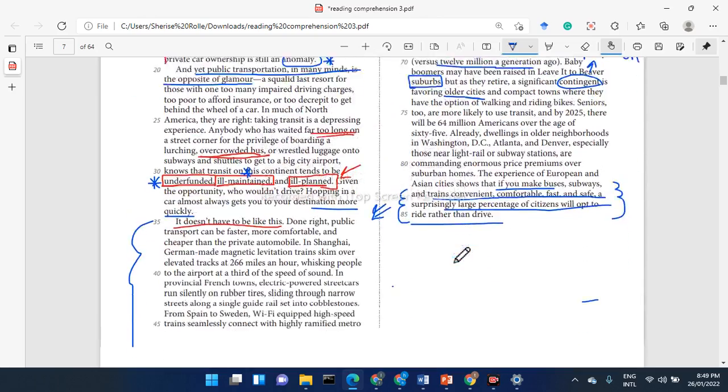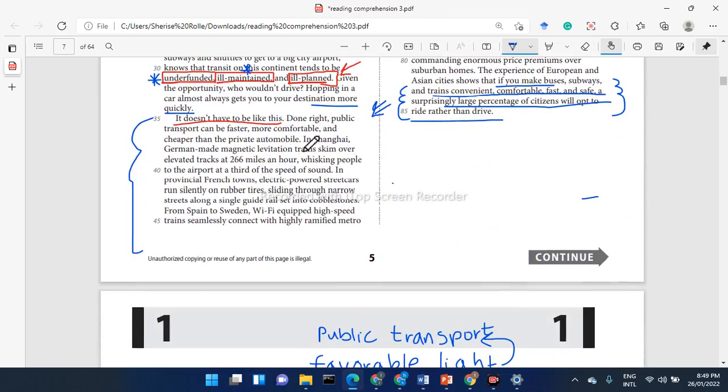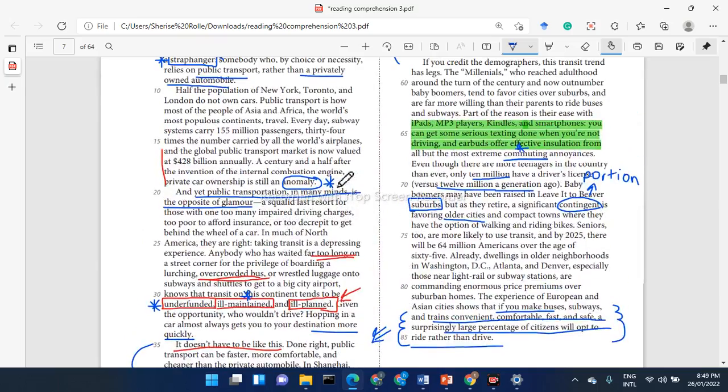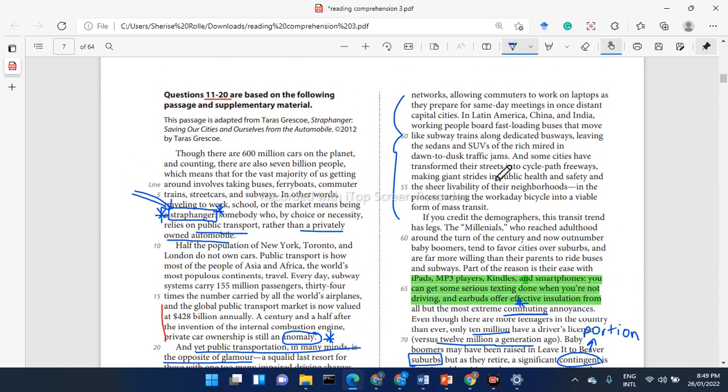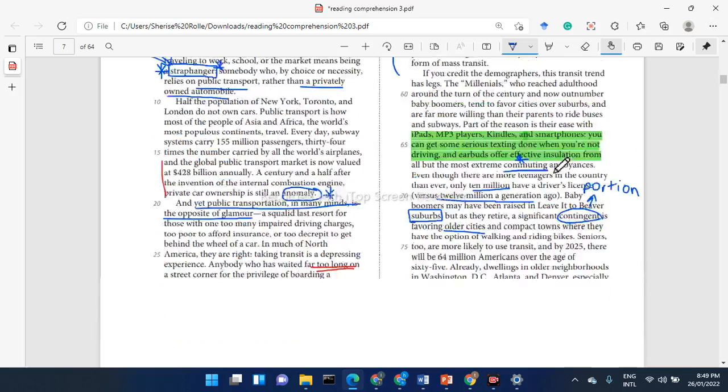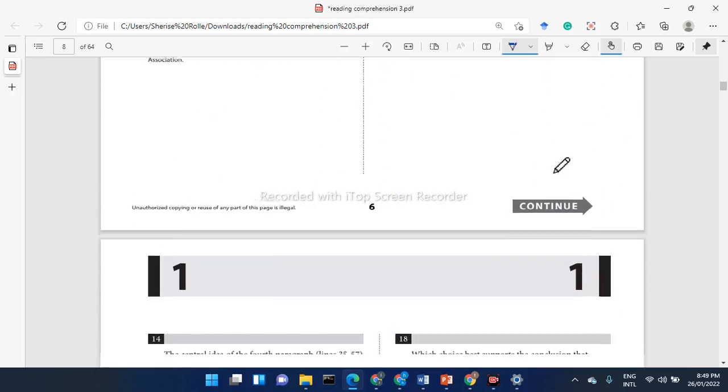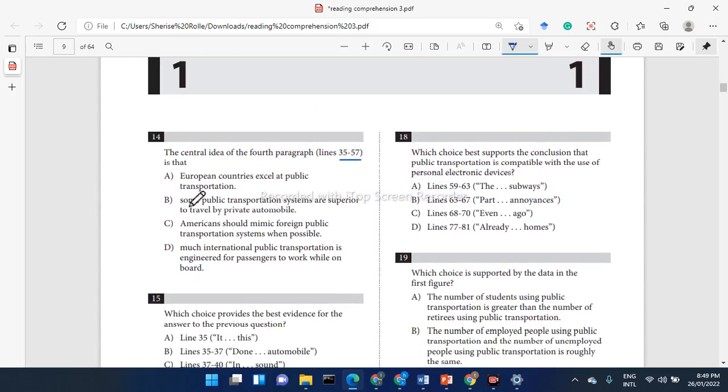So if we look carefully, it's basically talking about different places that made public transportation better than driving. So it has to be B: some public transportation systems are superior to travel by private automobile.